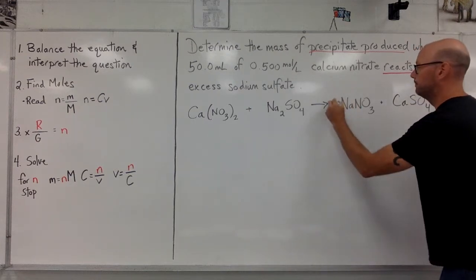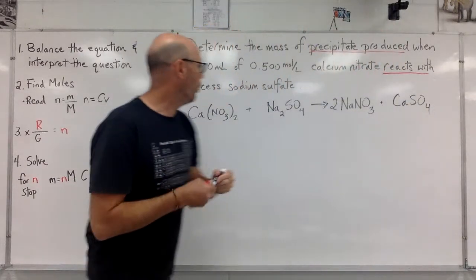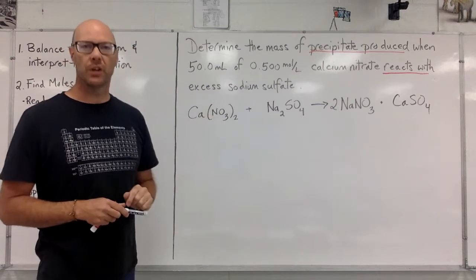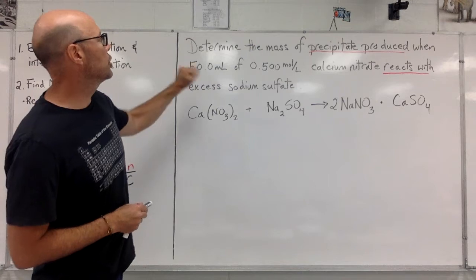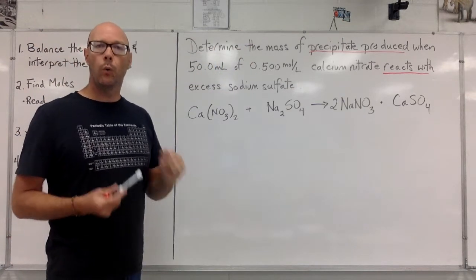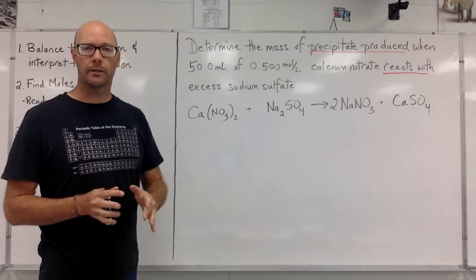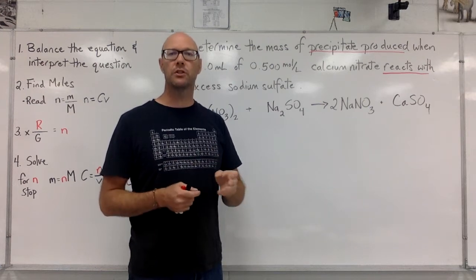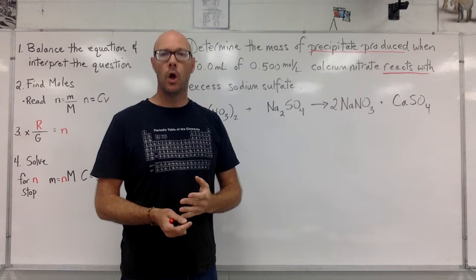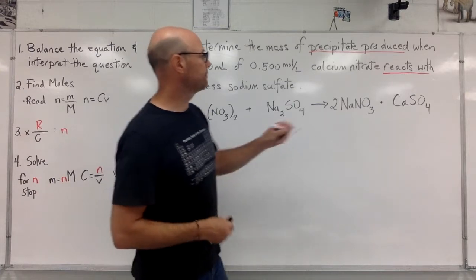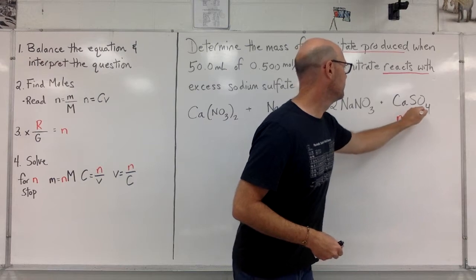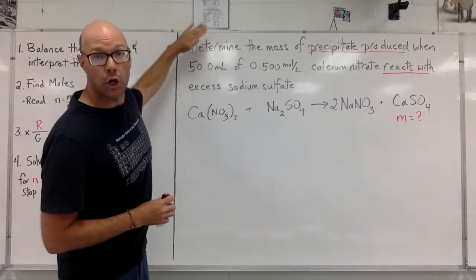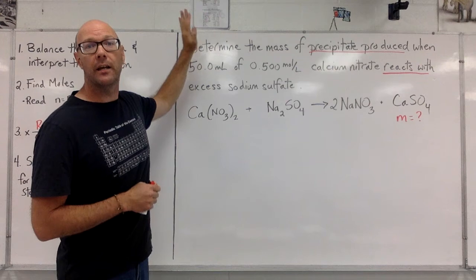We balance this reaction. Now we have 1 calcium on either side, 2 nitrates, 2 sodiums, and 1 sulfate. We continue our work. Determine the mass of the precipitate. What's the precipitate? The solid product. We have these 2 products. We need to go to the solubility table in the data booklet to decide which one is going to be solid. When we check the solubility, we find that it's the calcium sulfate that is the precipitate. So in an indirect way, this says determine the mass of the calcium sulfate produced.